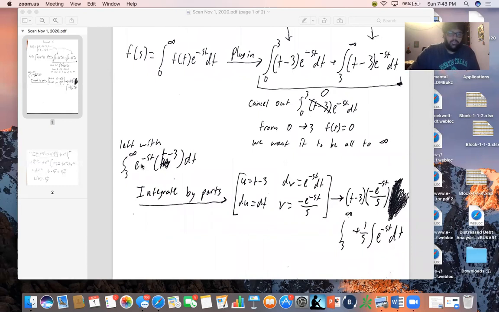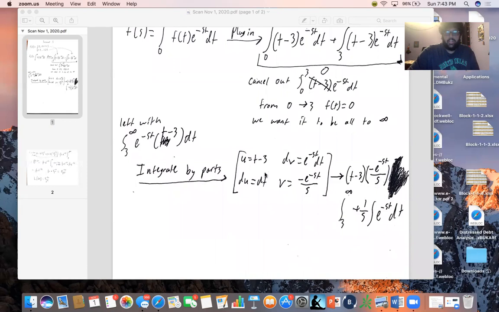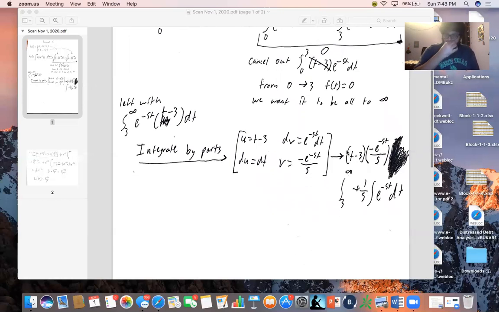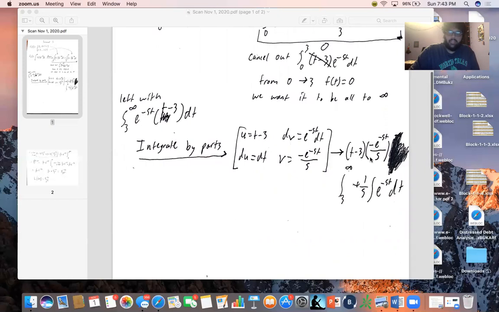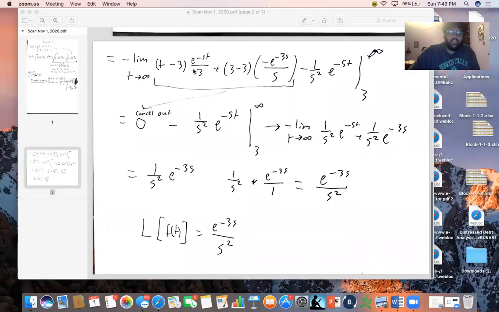Now that we got rid of the first part and made it 0, and we're left with everything to infinity, we're going to integrate by parts. We take u equals t minus 3, so du is dt, and we have dv equals e to the negative st dt, which we integrate to get v equals negative e to the negative st over s. So our integration by parts equation is (t minus 3) times negative e to the negative st over s, from 3 to infinity, plus the integral of 1 over s times e to the negative st dt.